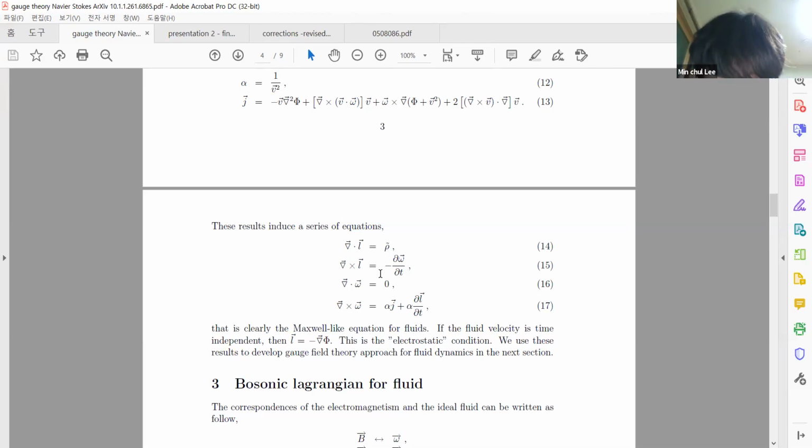We construct the Lagrangian with the terms v, with the terms A and phi, that yields these equations of motion. So there are many actions that yield the equations of motion for fluids, right? There are many of them.